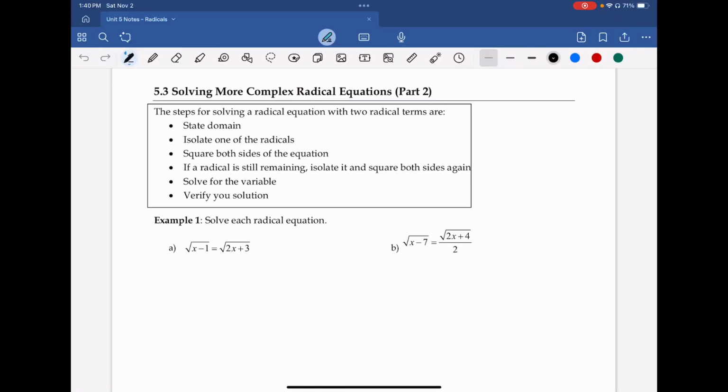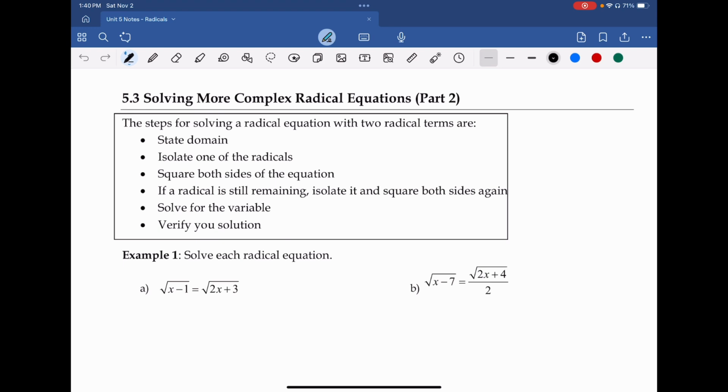All right, so now we move on to lesson 5.3, part 2, and that's dealing with more radical equations, but in a more complicated form. Now, when we look at these more complicated forms, a lot of the problem solving will be very similar. So to start, we're always going to state the domain or restrictions, just like we did in our previous lesson of part 1. We're then going to want to isolate one of the radicals, which is one of the new steps here.